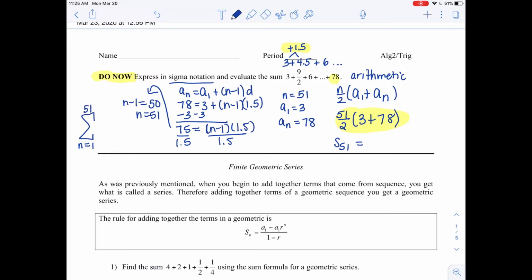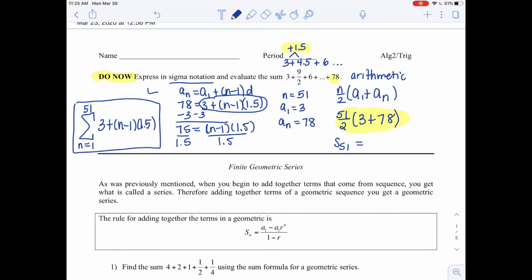To put this into sigma notation, I set up my sigma. You want sigma to always go from n equals 1 to however many terms you have, and then you're going to put this arithmetic sequence formula right inside the sigma. So let's erase some of this additional stuff. So you're going to have 3 plus n minus 1 times 1.5 inside your rule. Okay, so you've now created this as a rule.